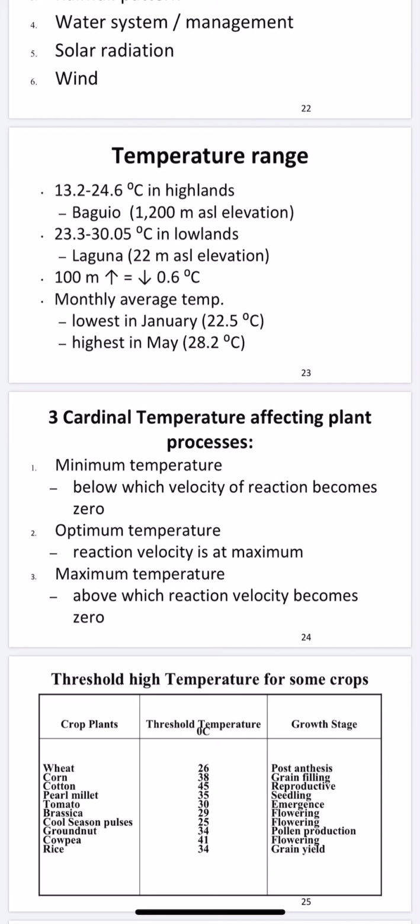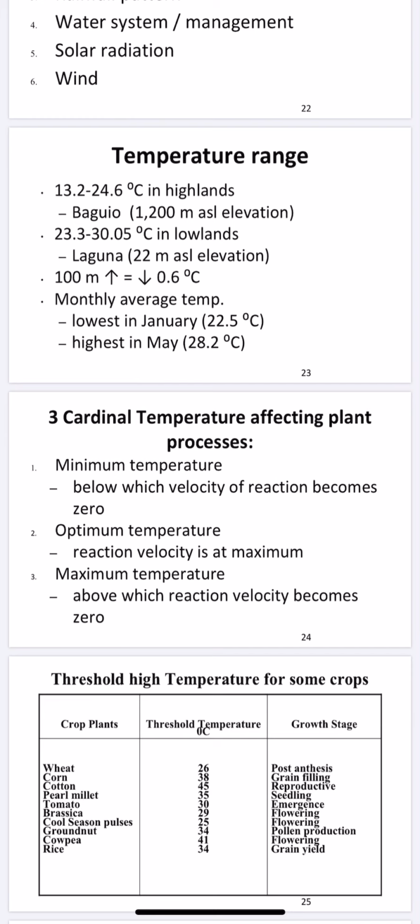And the optimum temperature is where the reaction velocity is at maximum. So it's the best temperature for the growth of corn, which is 38 degrees Celsius. And the maximum temperature is the temperature above which reaction velocity becomes zero. It's the maximum level of temperature that the plants can tolerate to grow.